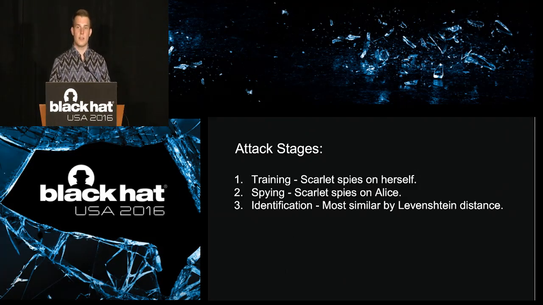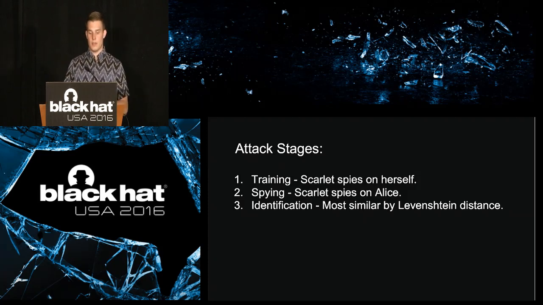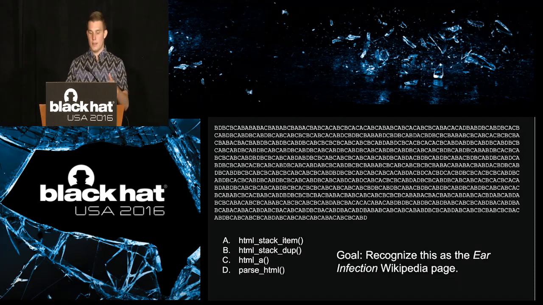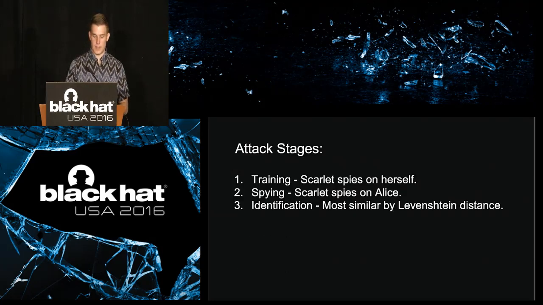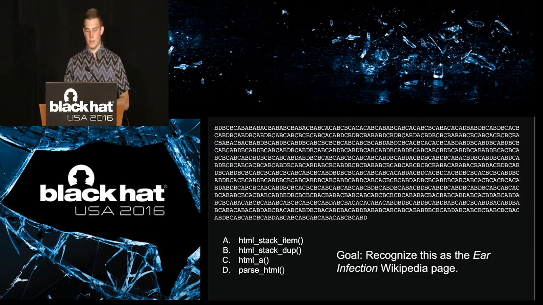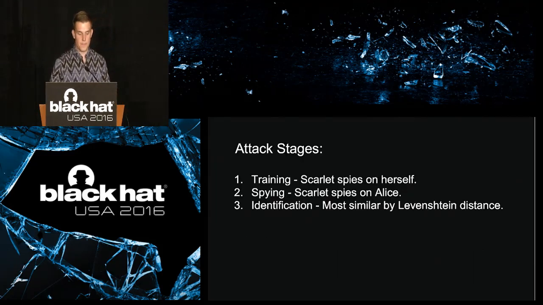And the way Scarlett does that is with a 3-stage attack. In the first stage, Scarlett is just going to spy on herself as she visits those 3 pages that she thinks Alice might be visiting. She's going to get a bunch of these light bulb strings, and she's going to save those light bulb strings to files. Now, in the second stage of the attack, Scarlett's going to do the actual spying on Alice. She's just going to get one of these looking strings, and she's going to save that to a file.